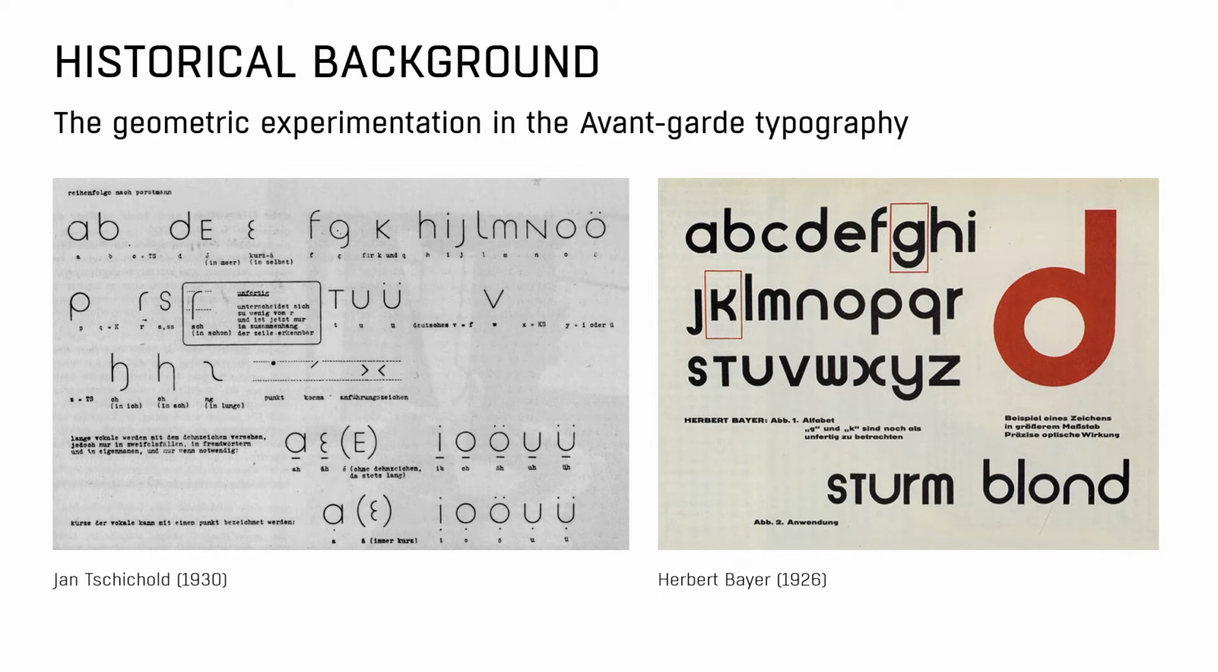The phonetic alphabet of Jan Tschichold mixed uppercase and lowercase, and the punctuation was not located on the baseline, but in the upper part of the letter. Nevertheless, the best known example is the Universal Alphabet of Herbert Bayer. Its objective was to optimize communication using as few characters as possible, following the formal and functional precepts of the mythical school Bauhaus.